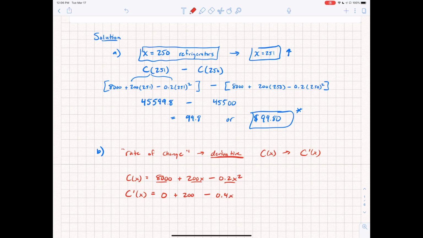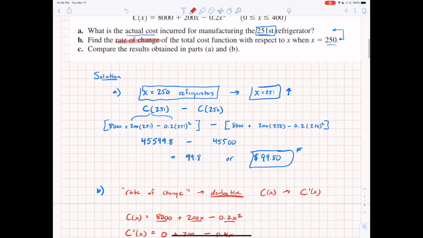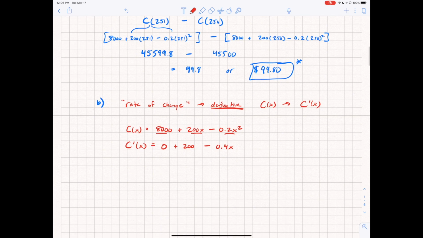And this problem gave me a very specific value. It says find the rate of change with respect to x when x is 250. So I'm going to find C prime of 250. That's going to be 200 minus 0.4 times 250. I'm going to use my calculator again for this because I don't feel like doing mental math. And I get 100, or $100.